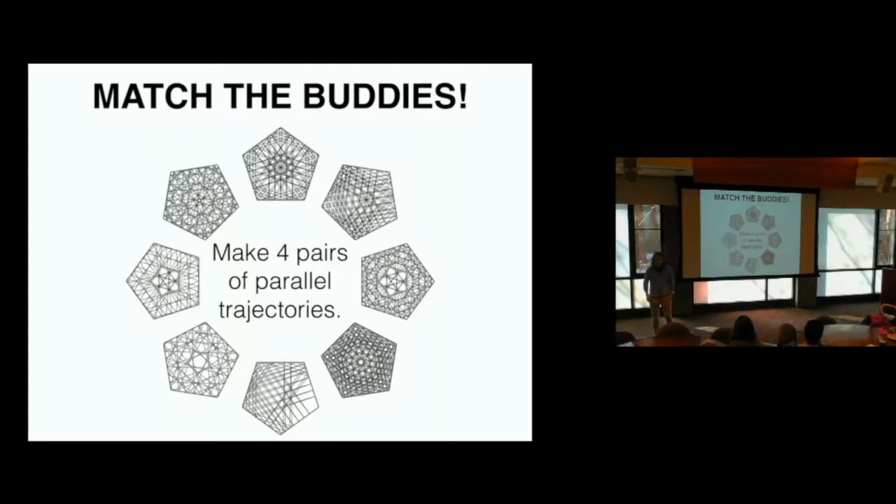So how about for you? On the table here, you have 8 trajectories, and I want you to match them into 4 pairs of parallel buddies. Go.